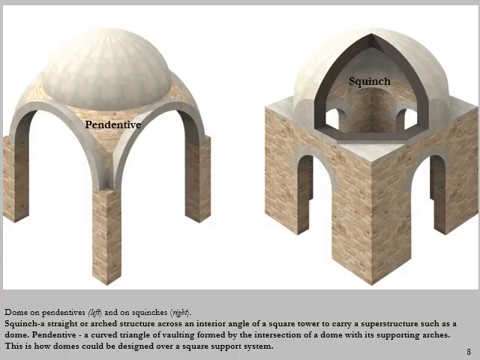Know that a pendentive and a squinch were the two ways that the architects devised to make an easy and smooth and stable transition between a dome and the posts that create the wall and the arches.